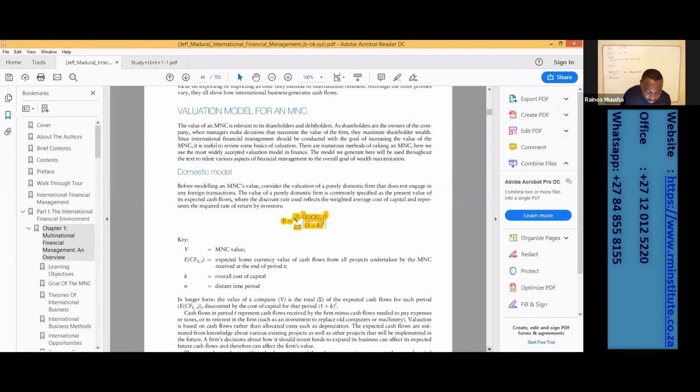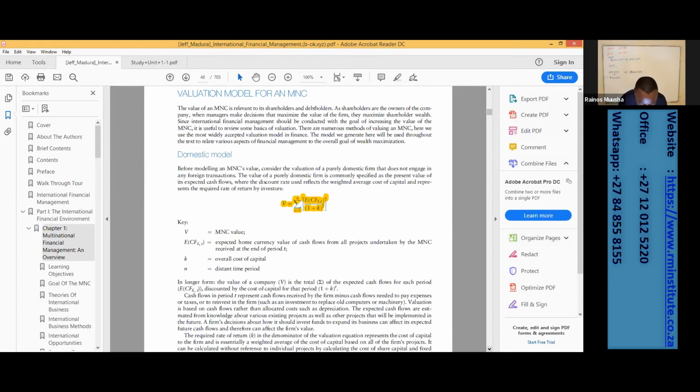Let's look at the valuation model for a multinational corporation. When you look at the valuation model for a domestic company, they are basically saying that the value of a domestic company is given as the present value of expected future cash flows. There's nothing complicated about this definition. It's going back to the same principle that you learned when you were doing your undergrad.